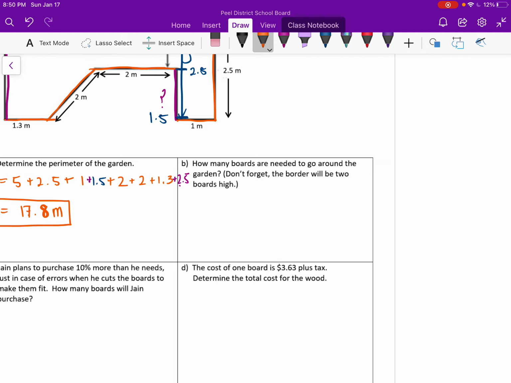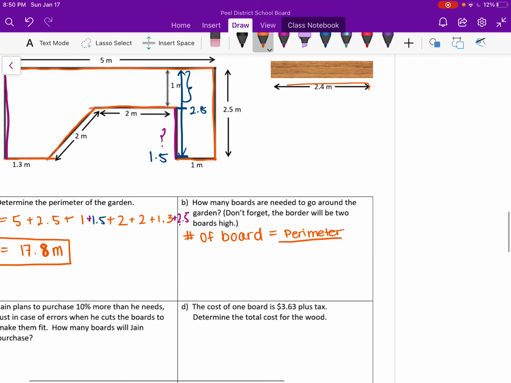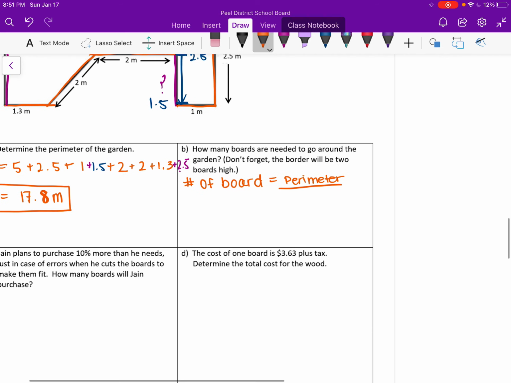Don't forget that the board needs to be 2 boards high. So let's do this step by step. I know that I need 17.8 meters worth of boarding, right? So I'm just going to say this. Number of boards is going to be my perimeter divided by however much each board is. I know each board is worth 2.4 meters. So I know my perimeter is 17.8 divided by 2.4.